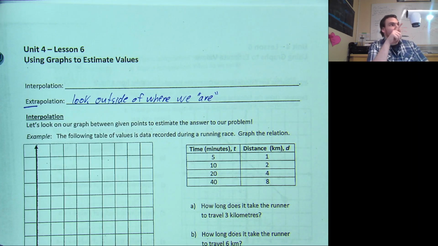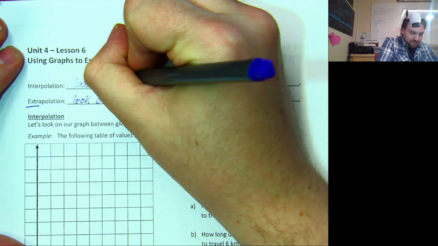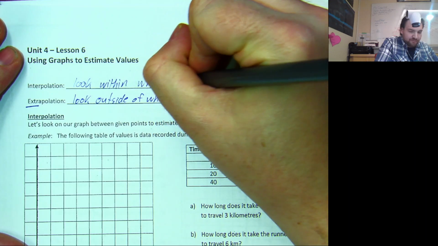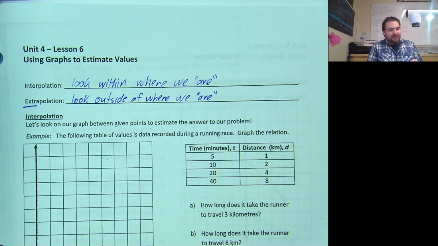Well, we are looking from inside already. Yes, we are going to look within. We are currently in, and we're going to look further in. We are going to look within where we are, and I'll put "where" in quotes there. So interpolation is like inside, and extrapolation is like extracting something. To extract means to pull it out, to remove it, to throw it away outside of where we are.